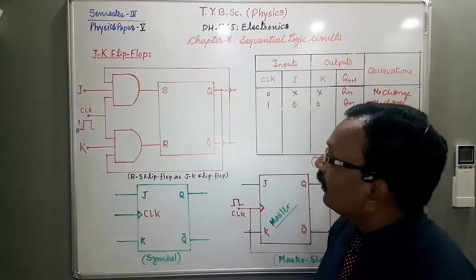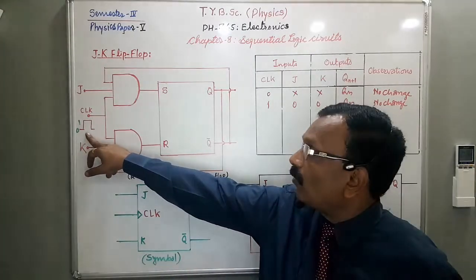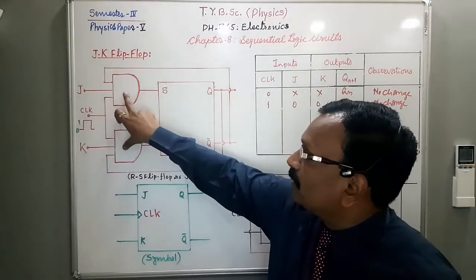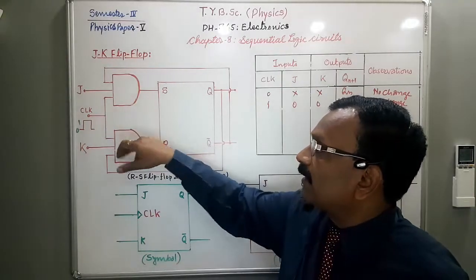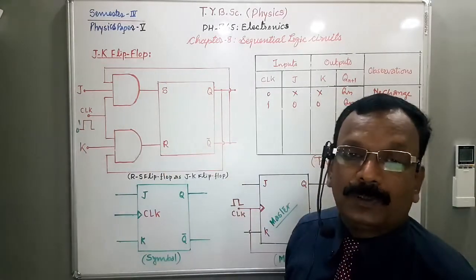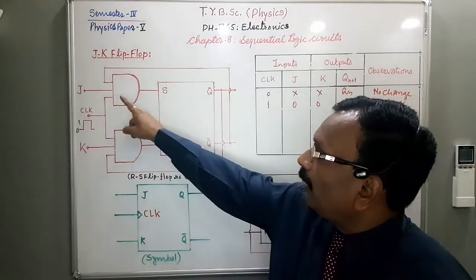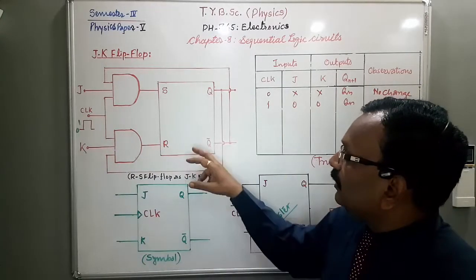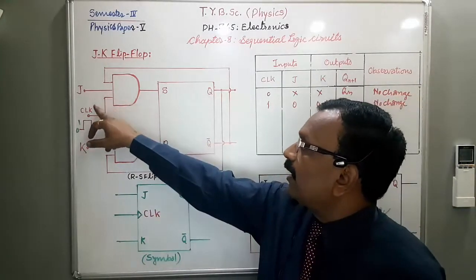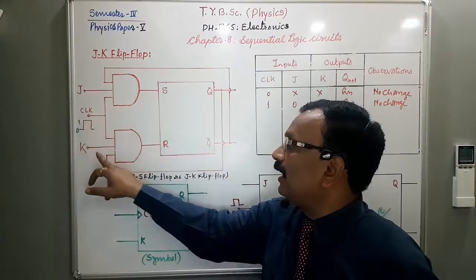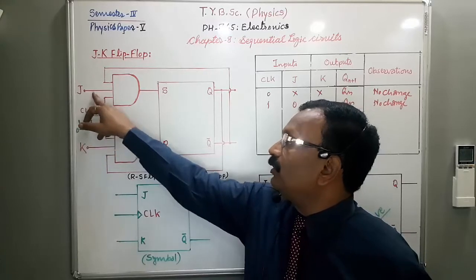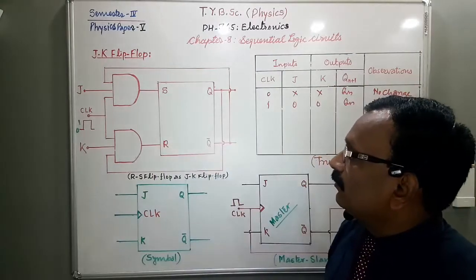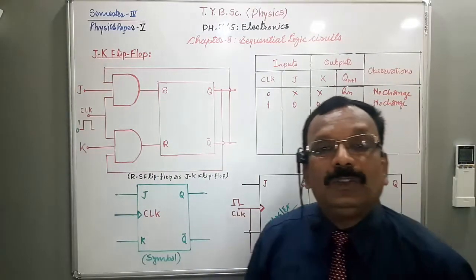Okay, for clock pulse low, or logically 0, both the AND gates are disabled and output will not change. Now when clock pulse is high but J and K are 0, though the clock pulse is high, 1 into 0 is 0, 1 into 0 is 0. Here again S and R have 0 input and it gives no change.